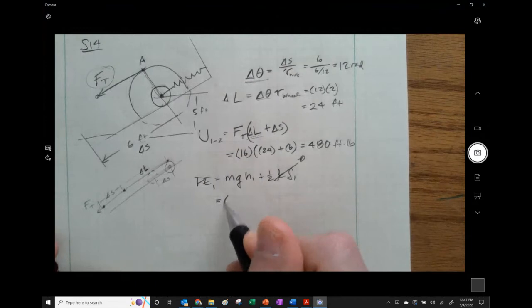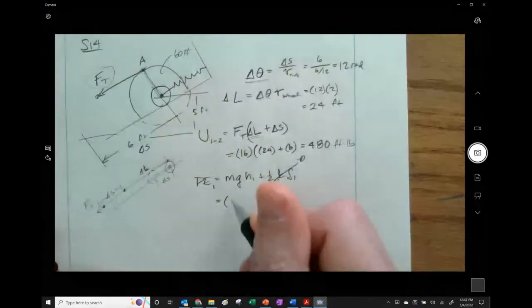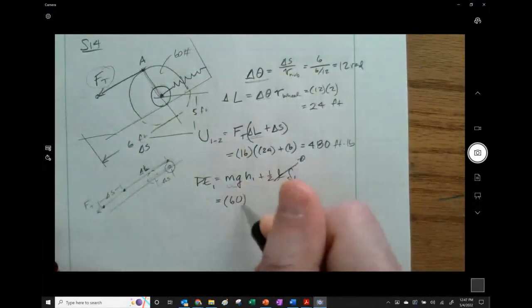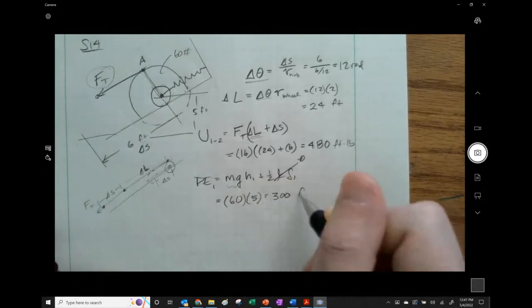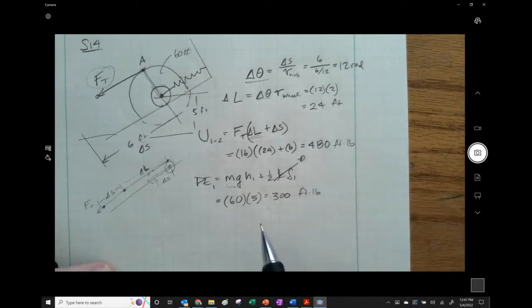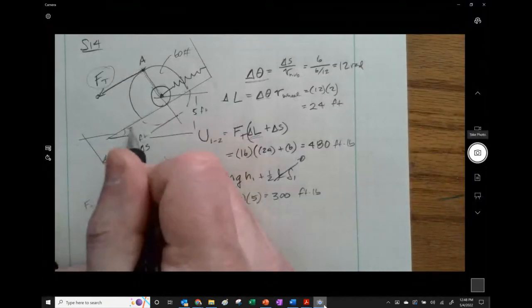So we have that this thing is 60 pounds, right? So that's both M and G, right? And 5 feet. So that's an easy 300 foot-pounds. And let's see, the next thing we were asking for was the potential energy, gravitational and elastic, of the system at state 2 using the datum reference shown, right? So this thing was at 30 degrees.